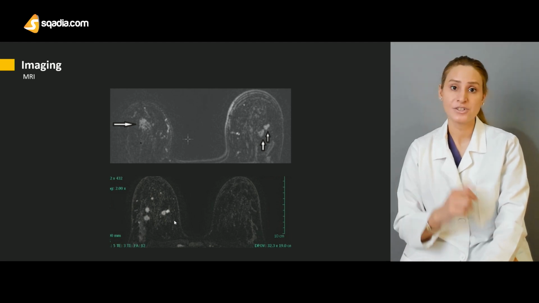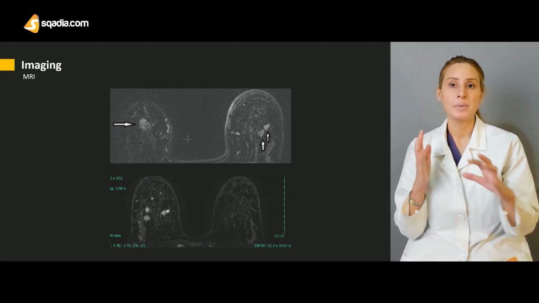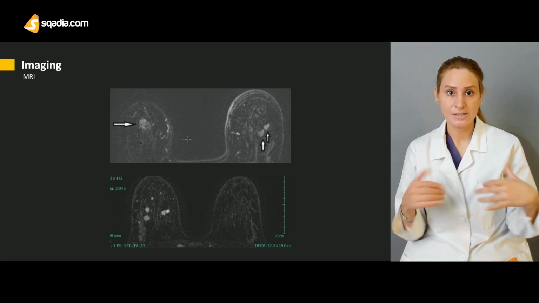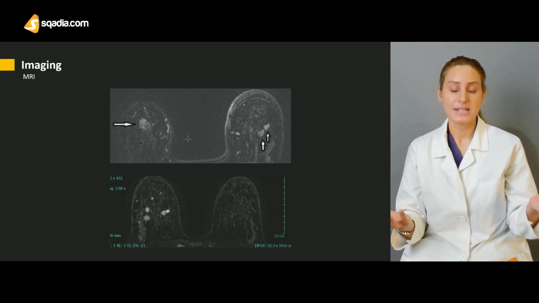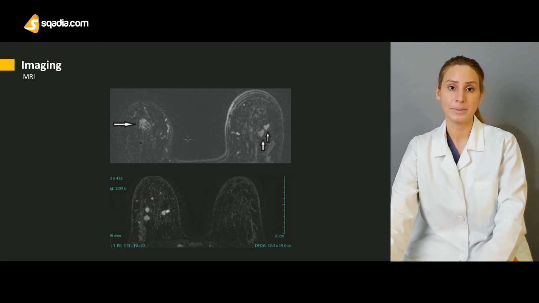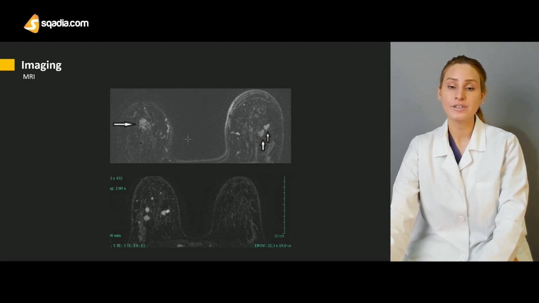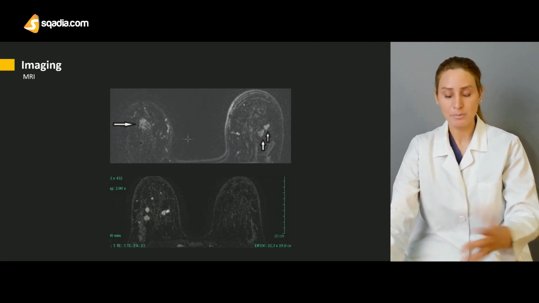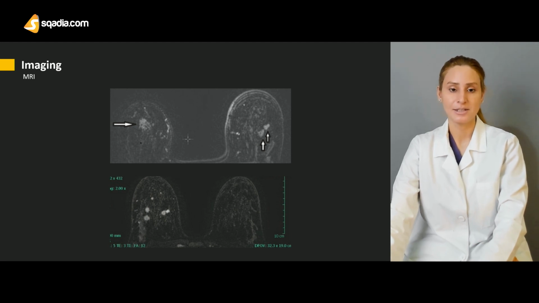And microcalcification and macrocalcification is important because usually in benign tumors there's a macrocalcification, but in malignant tumors there's a microcalcification. So that's why it is important to pick up microcalcification, whether you do mammography, ultrasonography, or magnetic resonance imaging.